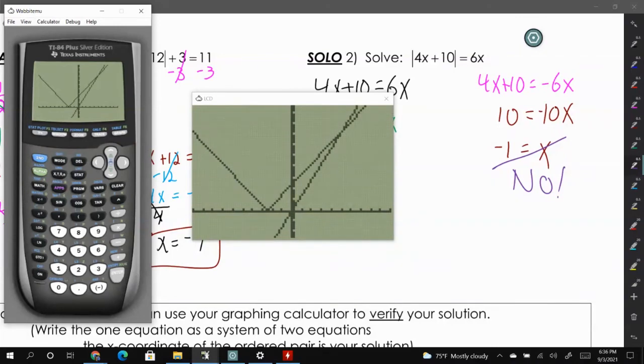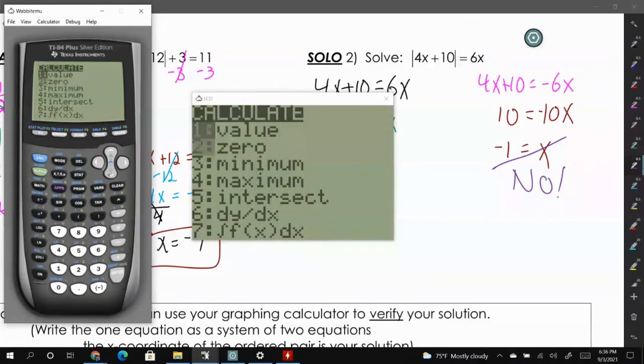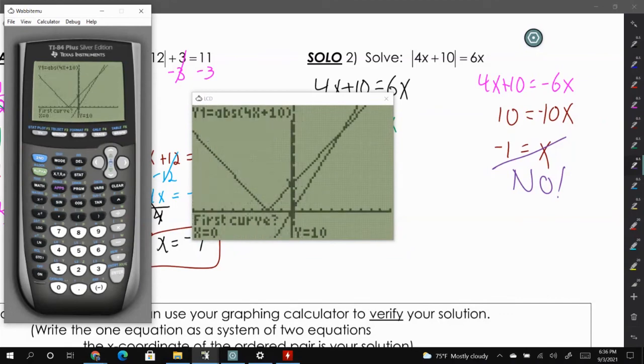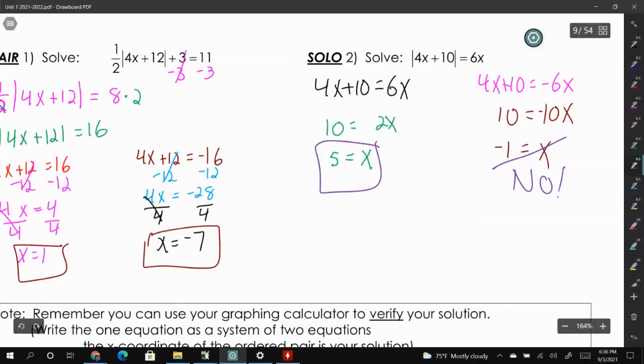And we want to find that intersection point. To do that, we press second trace, go down to the fifth one, intersect. And we want to move the cursor close to the intersection point. It doesn't need to be exact, but you want to be close, because if there were more than one intersection point and you don't move towards one or the other, the calculator won't know which one you want. Then we press enter 3 times, and we see the x value is 5 and the y value is 30, meaning that is our one solution, x equals 5.